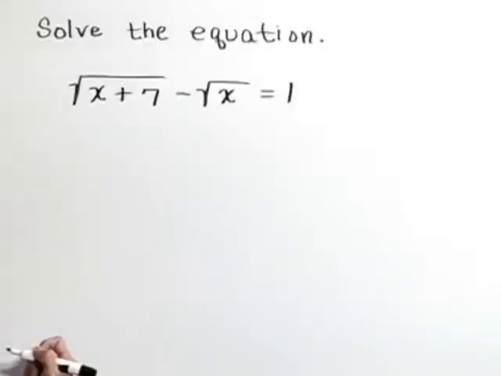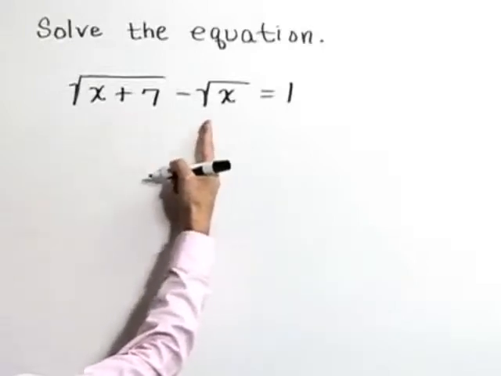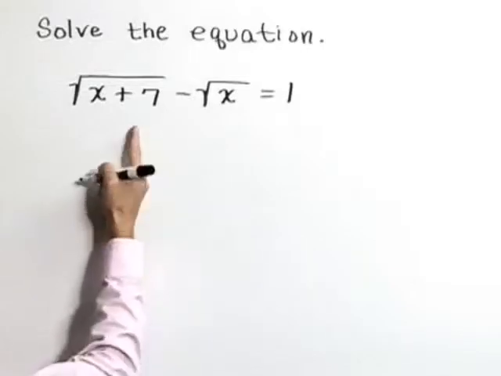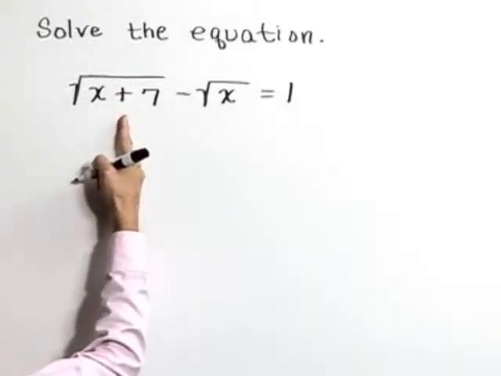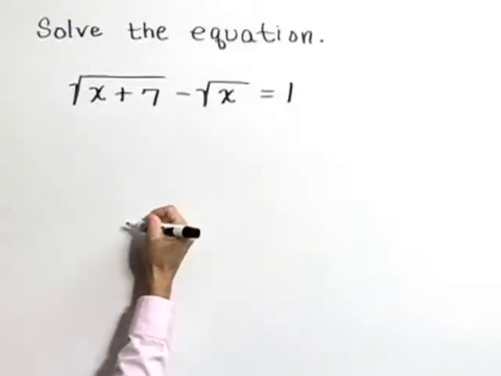Solve the equation. The square root of the quantity x plus 7 minus the square root of x is equal to 1. Let's begin by isolating one of these radical terms. So I'm going to add the square root of x to both sides.